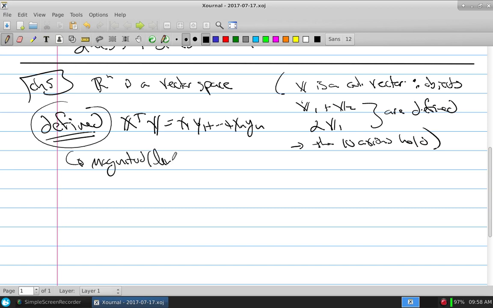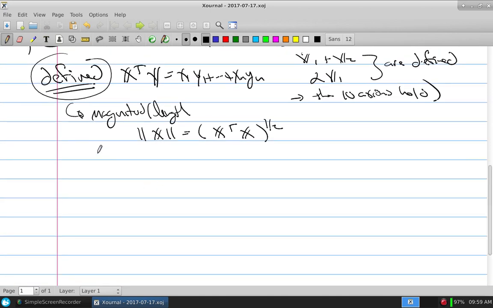magnitude or length, and we would write that normally as a double bar of an object. It's just simply the scalar product with itself to the 1/2 power, square root. We could talk about the idea of angles, which was the cosine of theta is x inner product with y divided by the length of x divided by the length of y. And from that we have the Cauchy-Schwarz inequality and being able to do projections and all this other sort of stuff that just came along with the fact that this was defined.